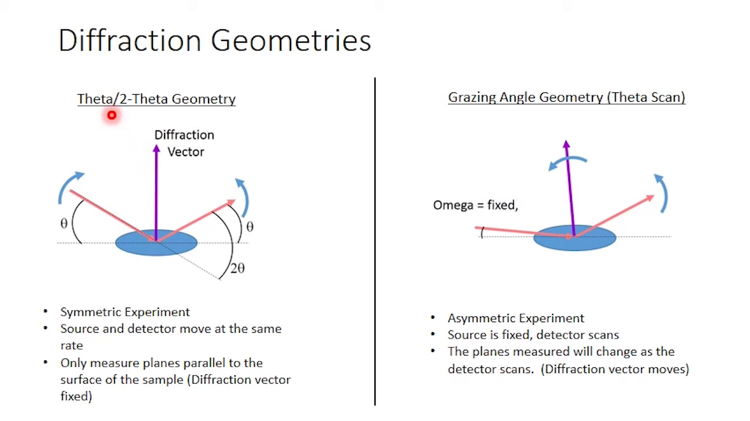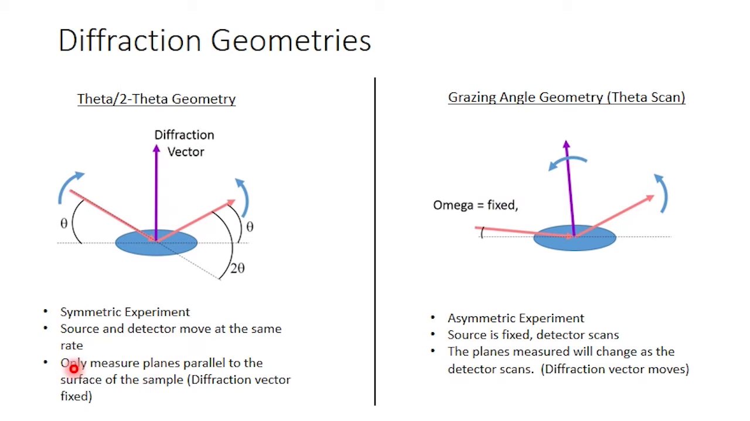The most common geometry for doing experiments is a theta to theta geometry. In that experiment, the source and the detector move at the same time and at the same rate. The source will start at a low angle and move to a higher angle, and the same thing will happen with the detector. So we call this a symmetric experiment. The source and the detector move at the same rate.